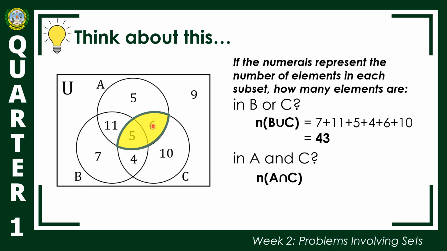So, kung mapapansin natin, binubuo po ang intersection ng dalawang subsets. So, tulad po ng mga ginawa nating nauna, i-add din natin ang 5 elements dito sa 6 elements na nandito. So, 5 plus 6 is 11. There are 11 elements in the intersection of A and C.